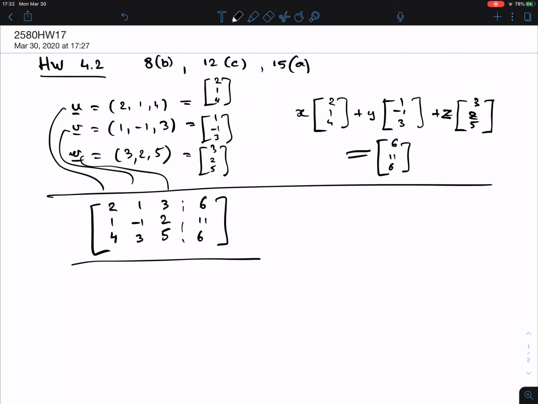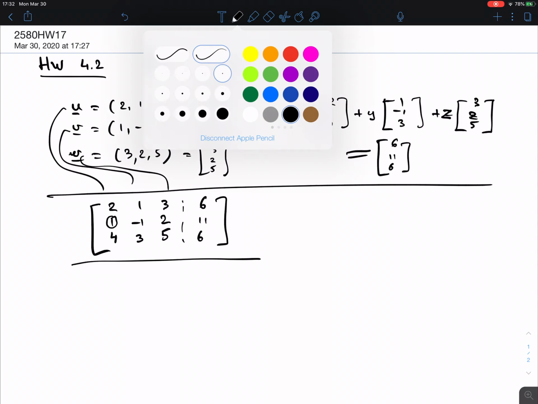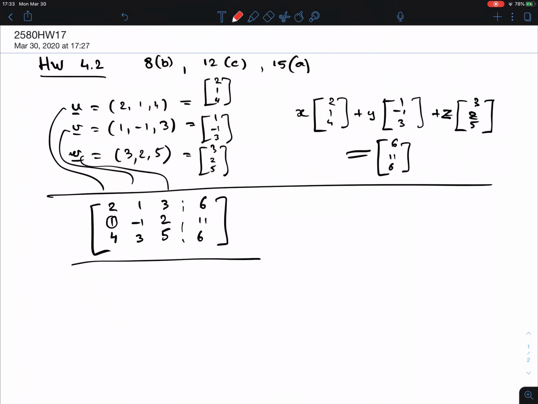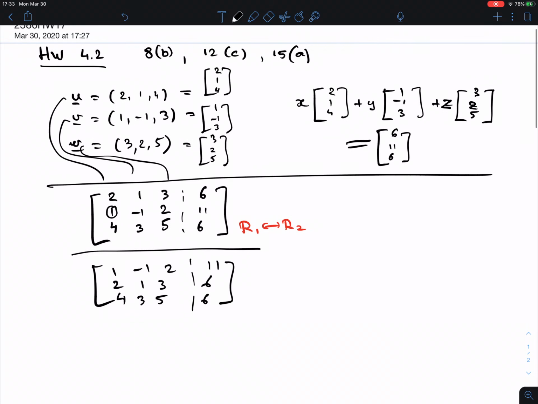We have a pivot. I have a 1 here. It's not in the right place, so the first thing I'm doing is just move it. I prefer to work this way, right? Moving is not a big deal. It's a little bit of writing, but that's okay. So I have 1, minus 1, 2, 11, 2, 1, 3, 6, and 4, 3, 5, 6. Right. Okay. I have now my 1 and the two operations to get a 0 here and here.